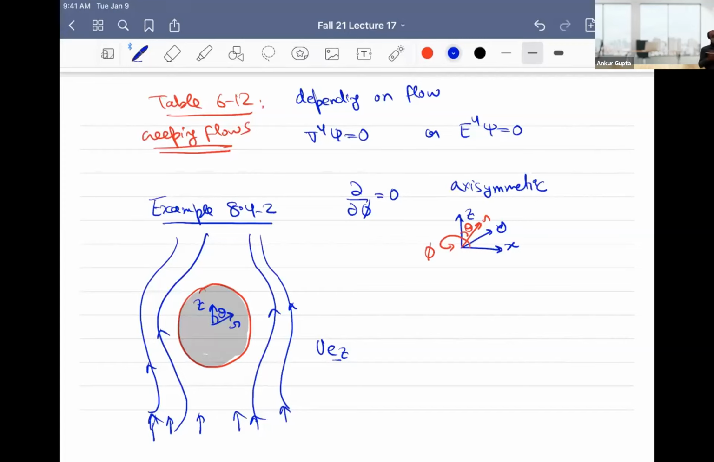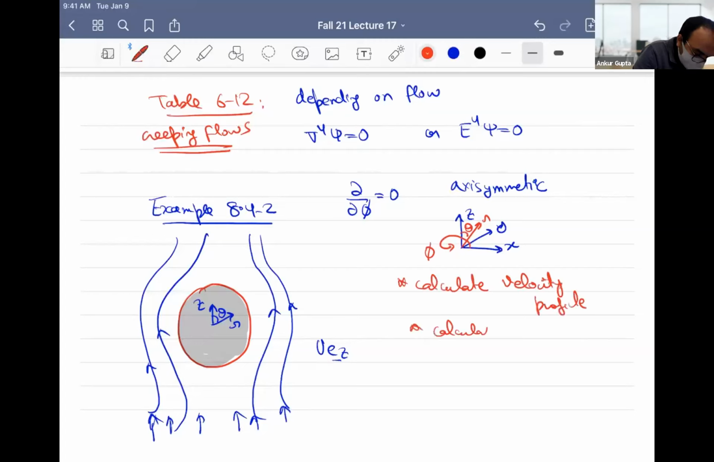So the goal is to calculate velocity profile and drag force. So that's the goal. But any questions? All good? Okay. Cool. All right, so how will we approach this problem? Any thoughts? And sorry, I should mention Reynolds number is less than 1.